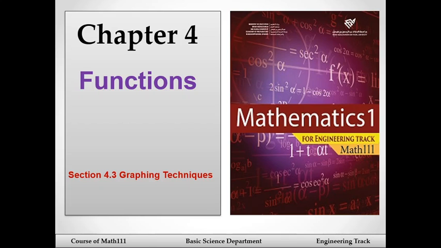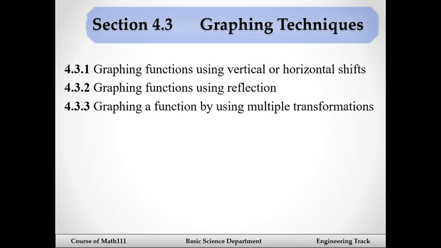Section 4.3 Graphing Techniques. Now in this section we will see graphing functions using vertical and horizontal shifts, graphing functions using reflection, and graphing a function by using multiple transformations.